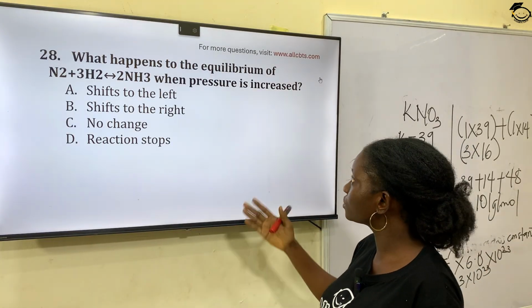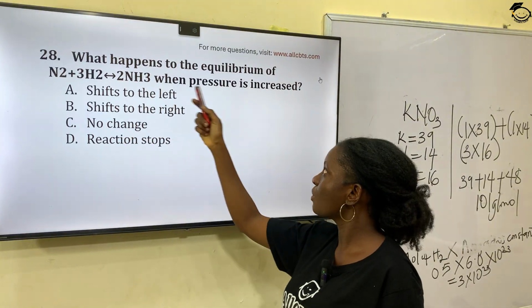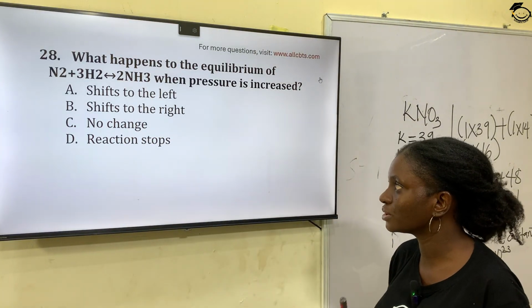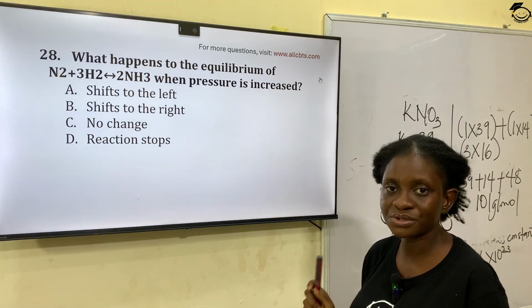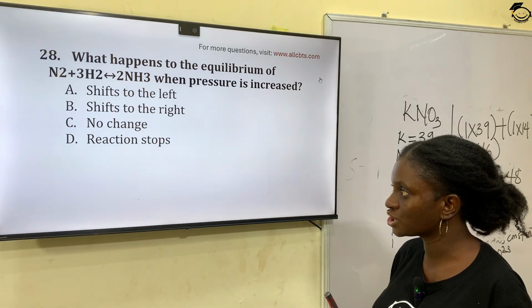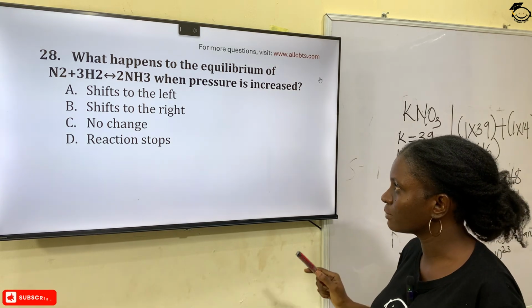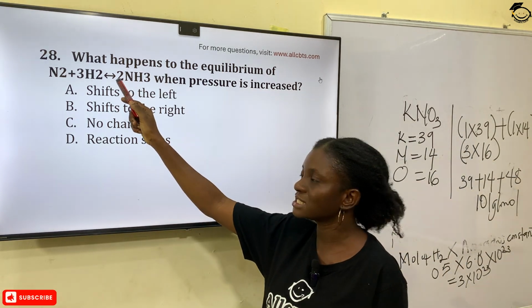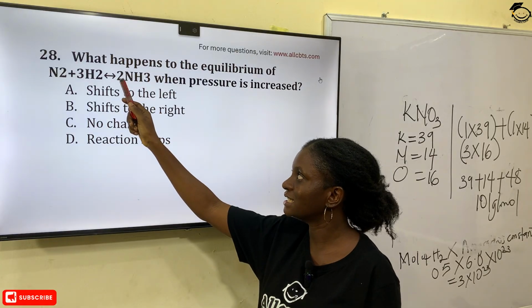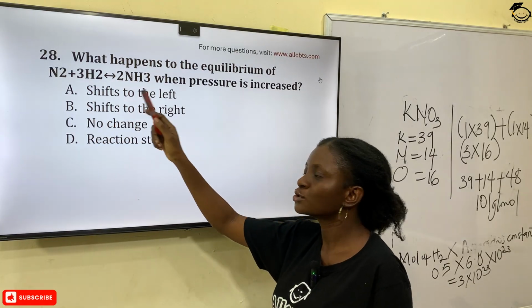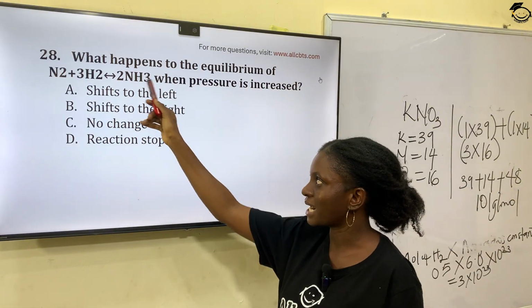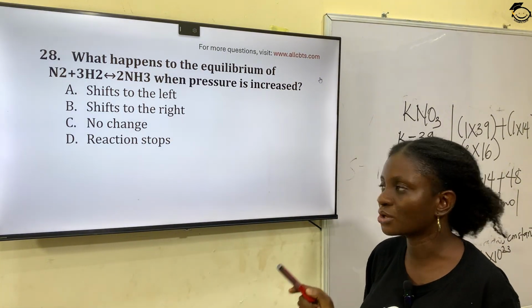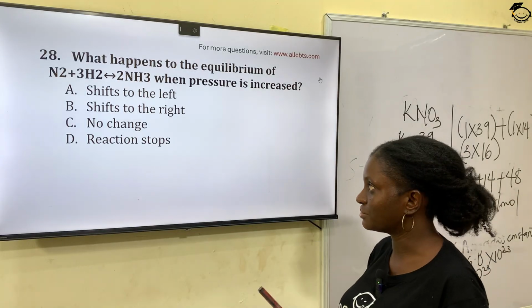So what happens to the equilibrium of this when pressure is increased? Option A is shifts to the left. Option B, shifts to the right. Option C, no change. Option D, reaction stops. Because the left side is lower than the right side in moles... actually the right side is lower, so it mainly favors the lower side, which is the right side. That makes option B the correct answer. It shifts to the right.